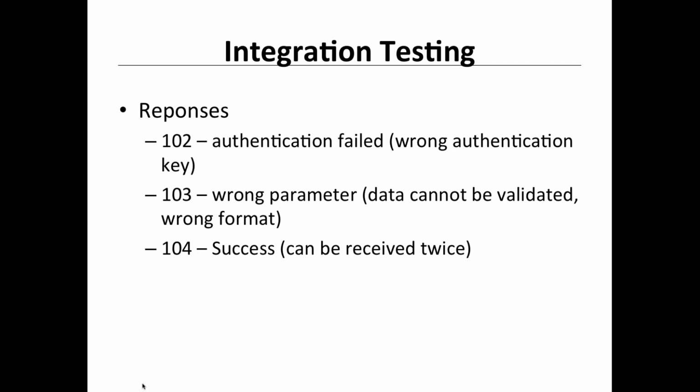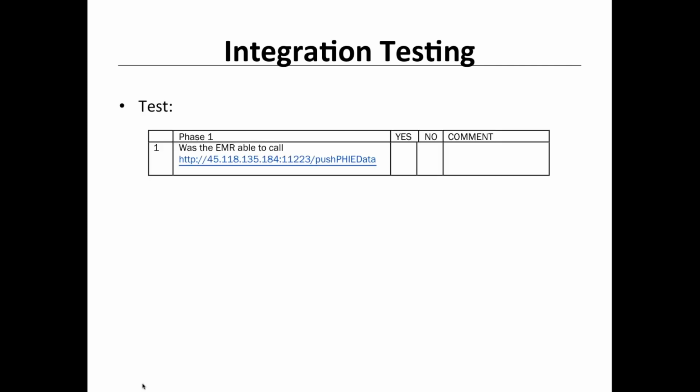So the response has, as mentioned earlier, response 102 means that the authentication failed. Response 103 means wrong parameter, so it can be wrong format, wrong validation. Those are the possible reasons why we receive a response 103. While response 104 is success.